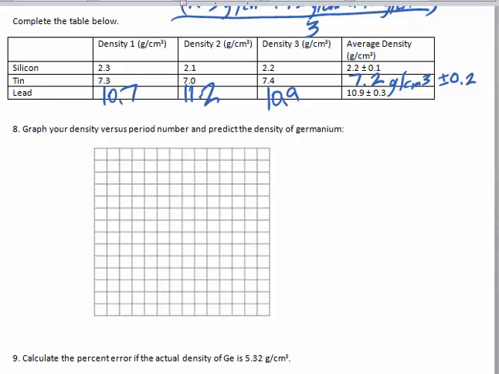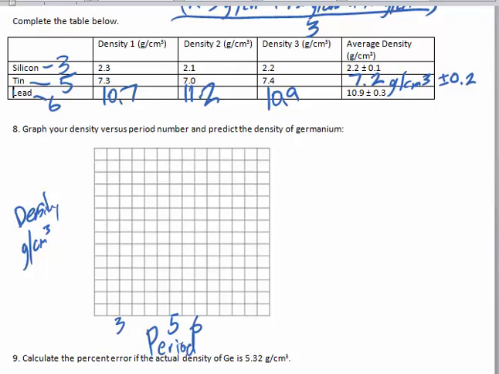On this question it says, graph your density versus period number and predict the density of germanium. So, as you did in the lab, you will graph density on the y-axis. You write the units, grams per centimeter cubed, and you write period number on the bottom here. If you look at the periodic table, silicon is in period 3, tin is in period 5, and lead is in period 6. So this is what you graph down here. 3, and you skip 1 for 4 because that's where germanium is, 5 and 6. Make sure the gaps in between are always the same amount. So I did 2 boxes for every period.